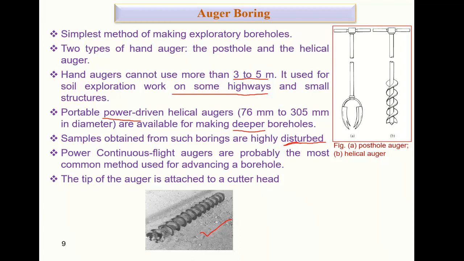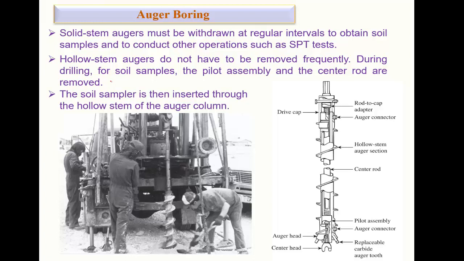And power continuous flight augers are probably the most common method used for advancing a borehole. This is one of the popular ones that we use, the power one, and the tip of the auger is attached to the cutter head. So this is the cutter head and the tip of the auger. Suppose you consider a rod here, and you connect this one, then that is the tip we are considering. Okay, some more information about that. The auger can be solid, power driven. This is the power driven auger, right? Can you see the picture?